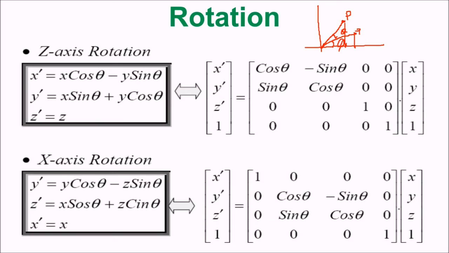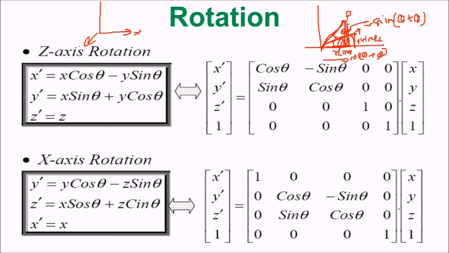By the relation of cos and sin with respect to this triangle, if this vector is, say, r, then this is r cos phi, this is r sin phi, and with respect to this vector, this line is r cos of theta plus phi, and this line is r sin of theta plus phi. With these relationships, we can easily find out how the rotation matrix will be.